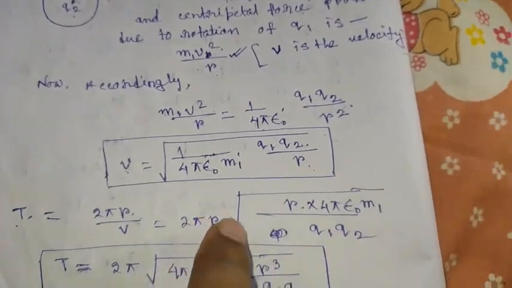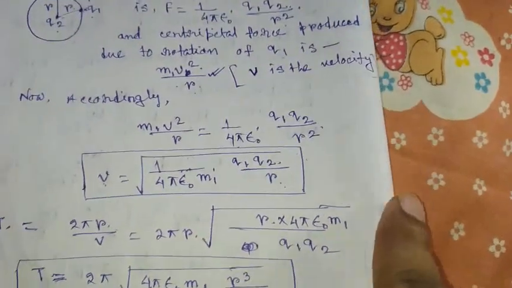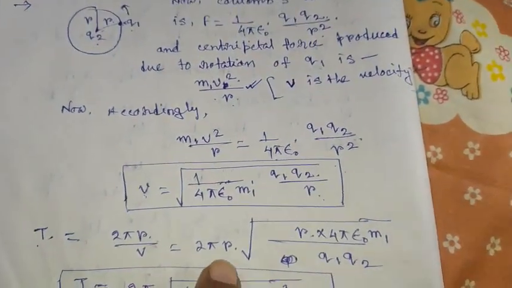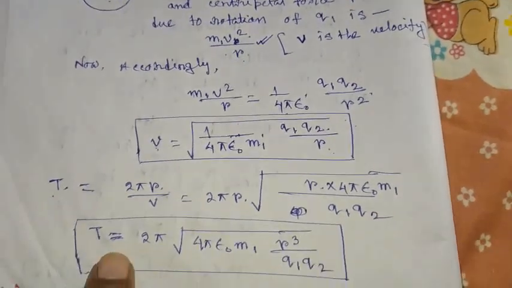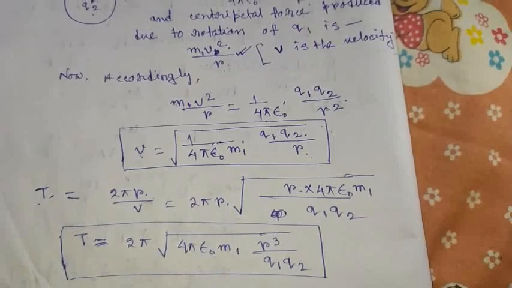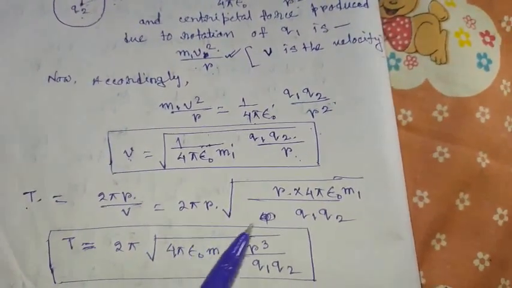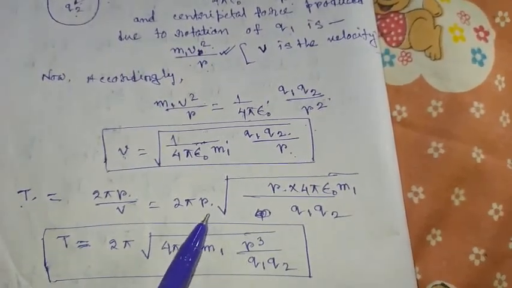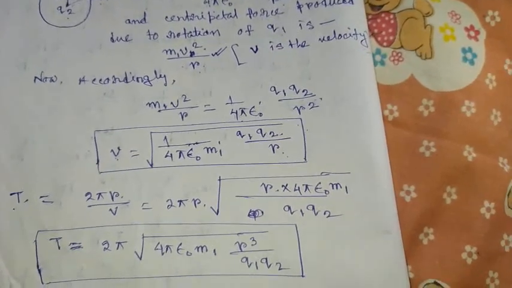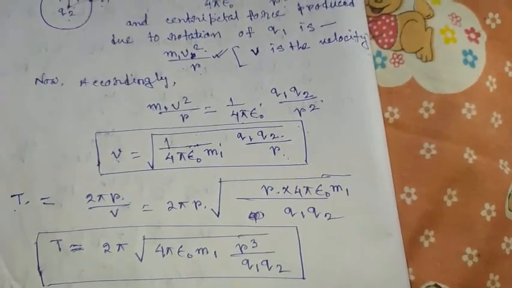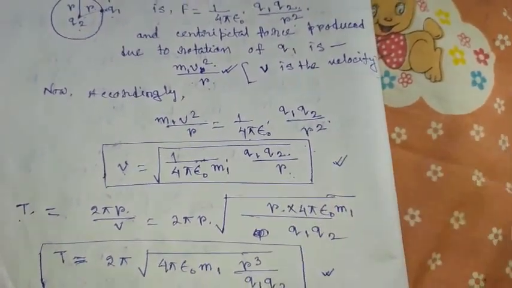Putting the value of v here, 2 pi r by v is written in this form. Then T comes as 2 pi times the square root of 4 pi epsilon naught m1 r cube divided by Q1 Q2. As r goes inside the square root, it becomes r square, and here again r is there, so it comes r square into r, that is r cube. Okay, this is your time period and this is your velocity expression.